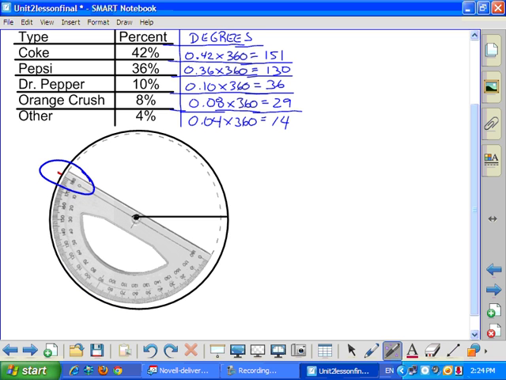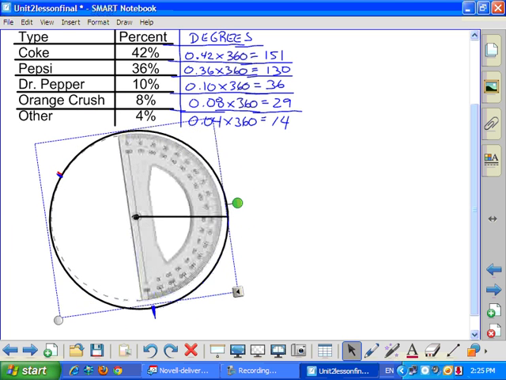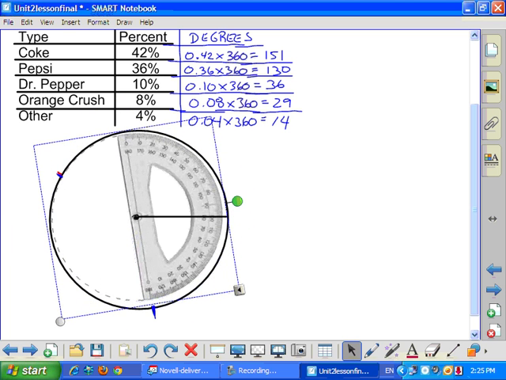So then Pepsi goes for 130 degrees, and I'll use blue for Pepsi. So 0 to 130 degrees. So 110, 120, 130. So here's Pepsi. So Pepsi goes from there to there. Same thing again. I'm going to rotate the protractor so that the 0 line lines up with that blue mark.